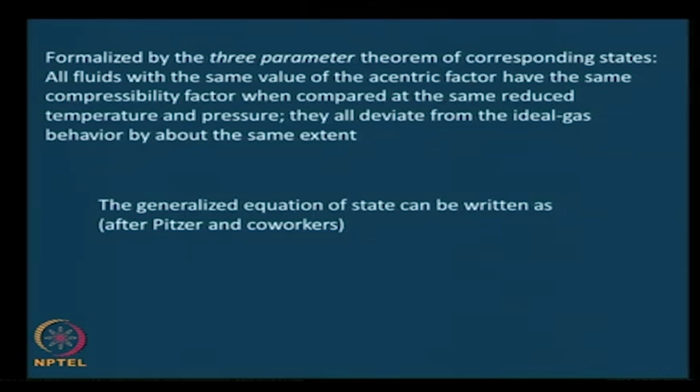The generalized equation of state can be written in terms of the acentric factor: the compressibility factor Z equals a certain Z0 plus the acentric factor times a certain Z1. In other words, the compressibility factor has been divided into two parts, a Z0 part and a Z1 part multiplied by the acentric factor. This has now become the equation of state. We will call this equation 319.